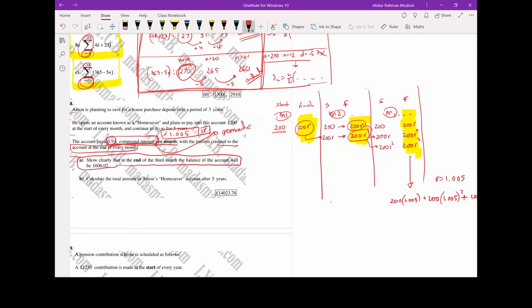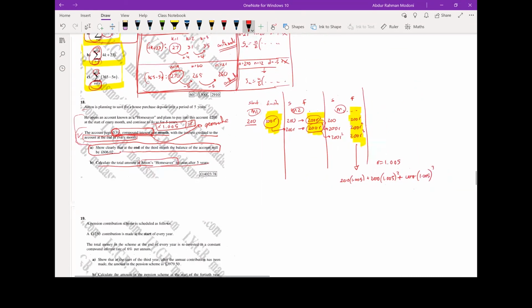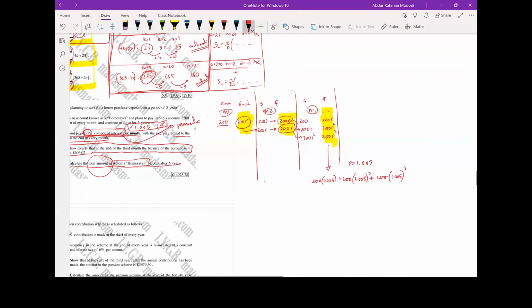Then it goes on to say calculate the total amount of Anton's home saver account after 5 years. So now they want us to find out what is the total amount that he will have in his account at the end of the 5 years. Now remember, this is the amount that he has. This is the total amount in his account. So understand what we've got for the third month. Total amount in account at end of 3 months. What is it? It's essentially whatever we've got there.